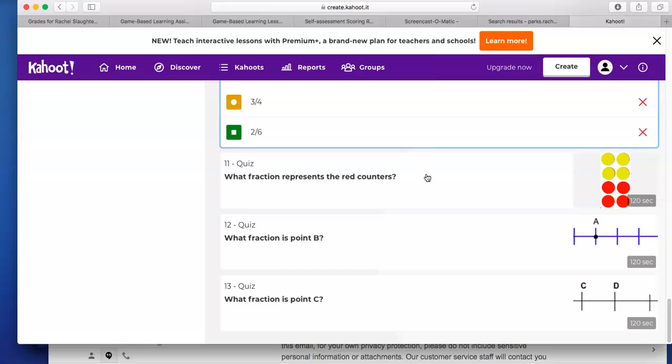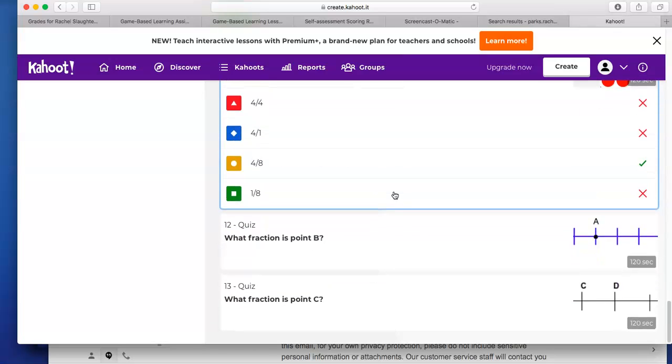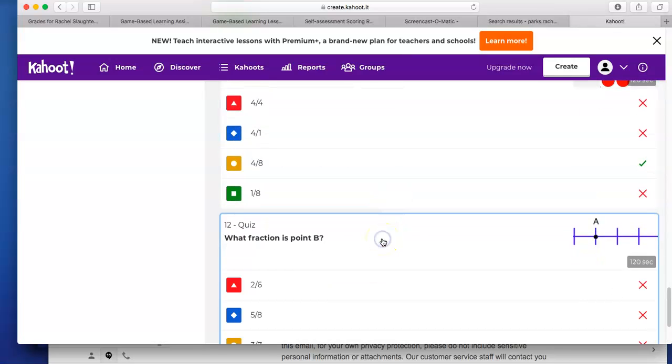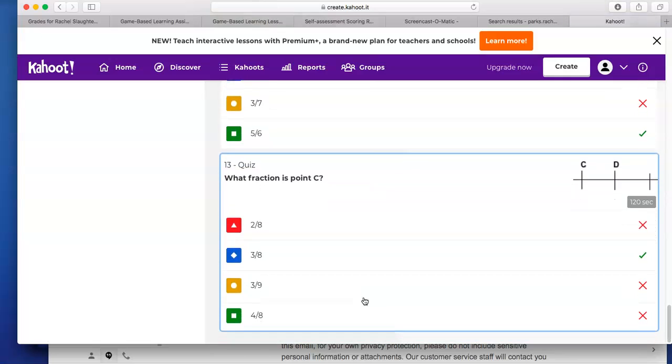And then I gave them a picture. I gave them counters and they had to decide what fraction represents the red counters. And then the last 2 are just fractions on a number line. So they had to pick what point B and what point C was on these number lines. And they also had 2 minutes for those.